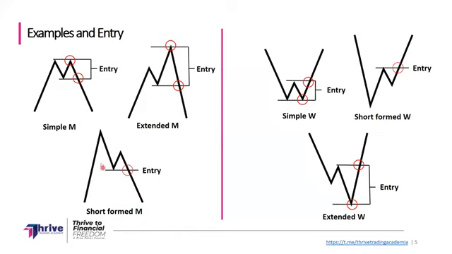Same applies to the short-form M, which means the market makers moved the market up, a fast push up, then back down. It went up, but it didn't retest the previous high, and then it dropped fast. Knowing this and seeing what has formed right in front of you, you just take an entry there. Same thing applies to the W, the simple W, short-form W, and extended W. Just know that extended means extended stop hunt.